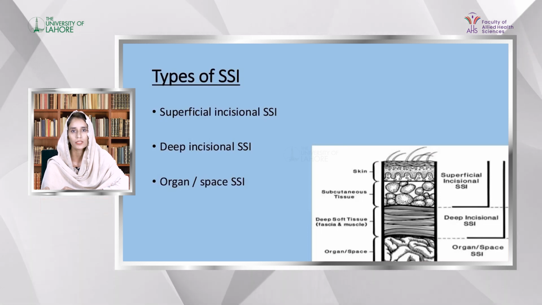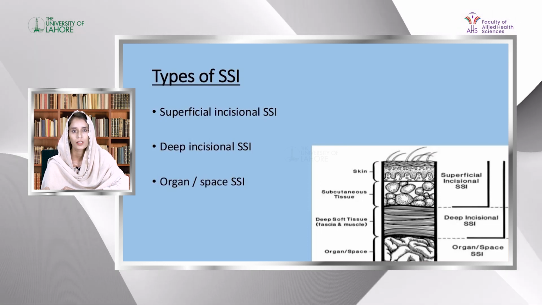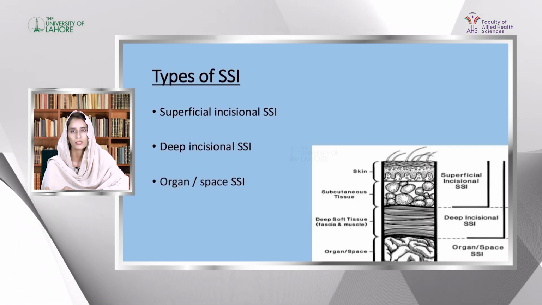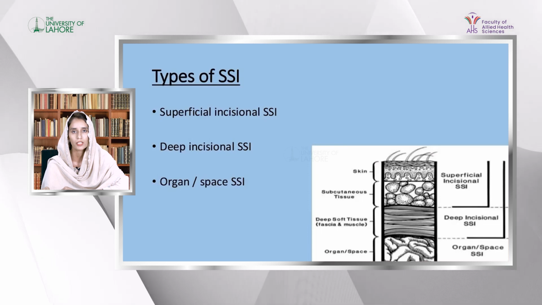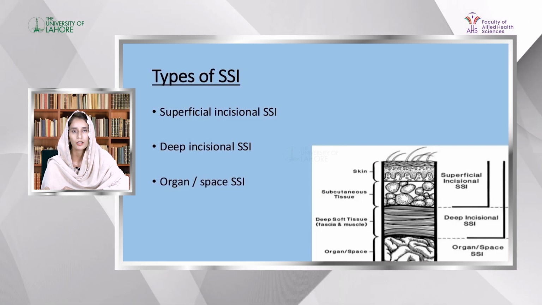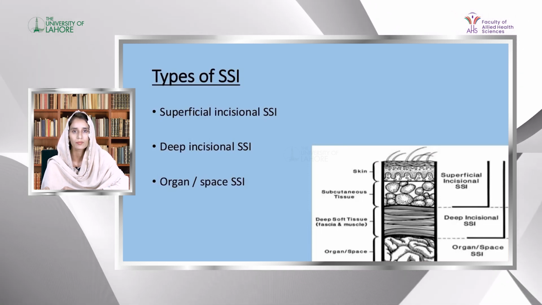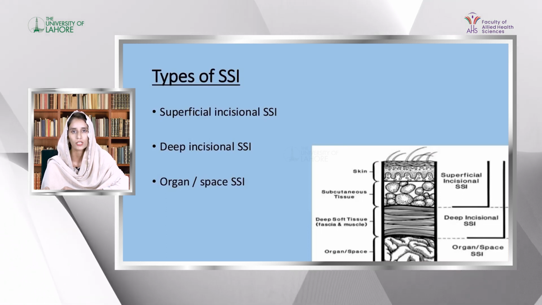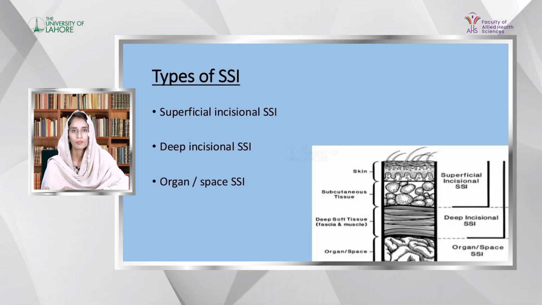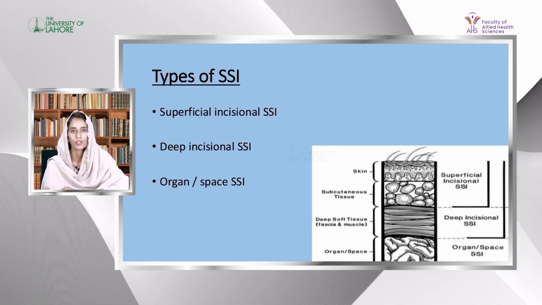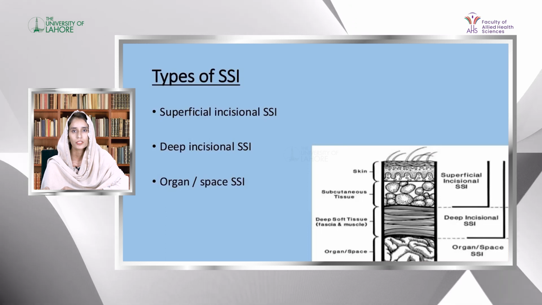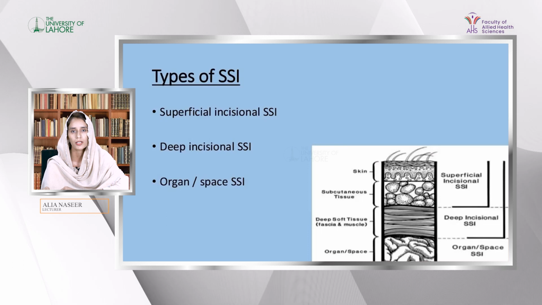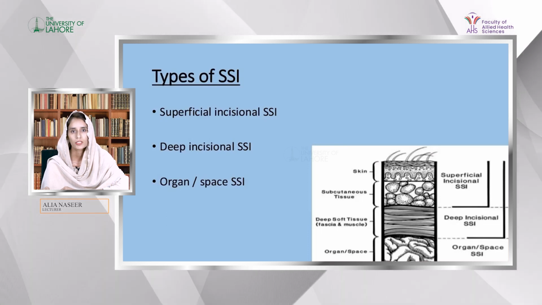Third is the organ space surgical site infection, which occurs within 30 days after the surgical procedure if no implant is left in place, or within 1 year if an implant is in place. It involves any part of the body excluding the skin, subcutaneous tissues, fascia and muscular layers. The patient must have one of the following: purulent drainage from the drain placed in the organ space, and organism isolation from a culture.